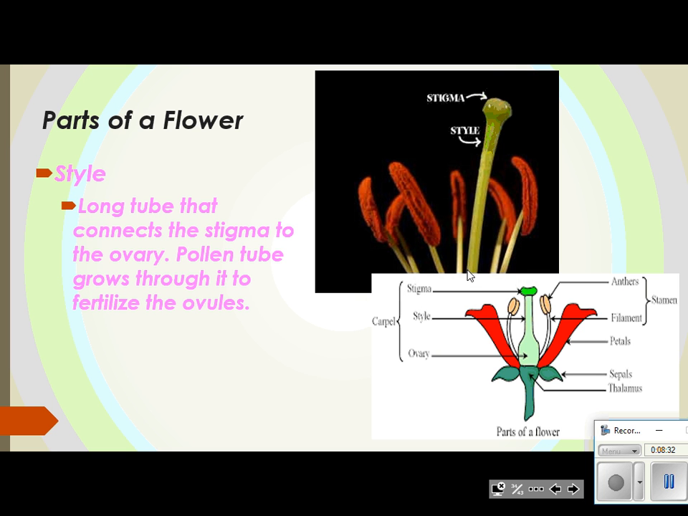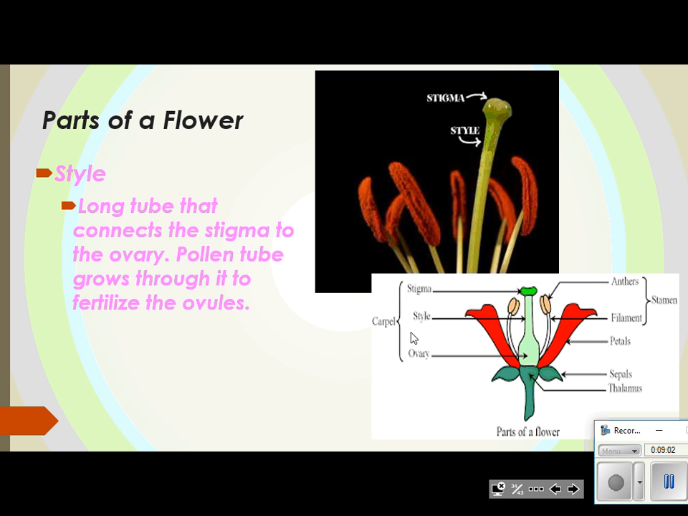Now, just a little note right here. We just said that the pistil was the female reproductive parts. At times, that's also referred to as the carpel, C-A-R-P-E-L. Just remember that. And in this particular diagram, they're calling it the carpel, the female reproductive parts.